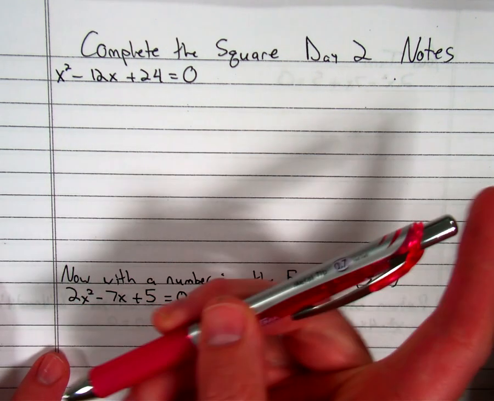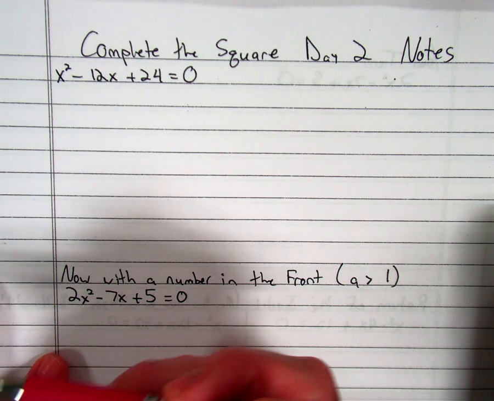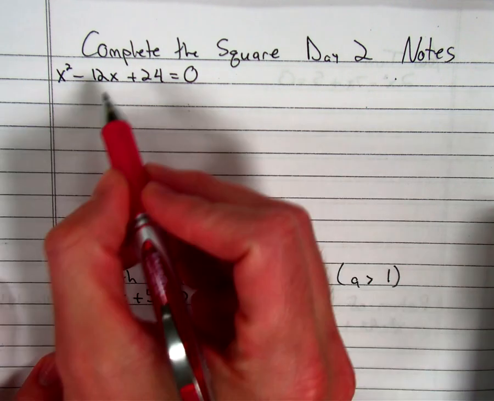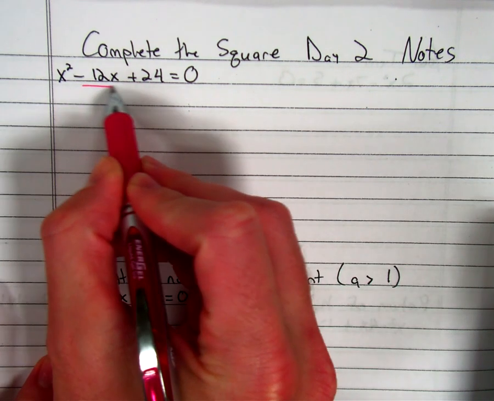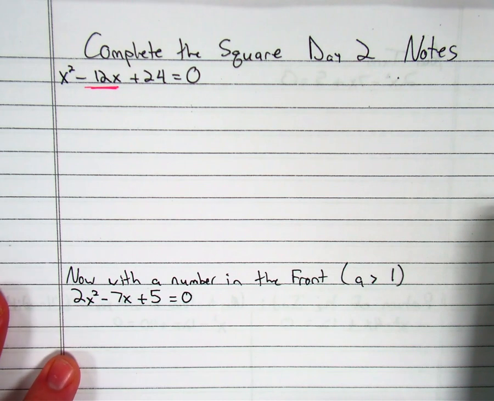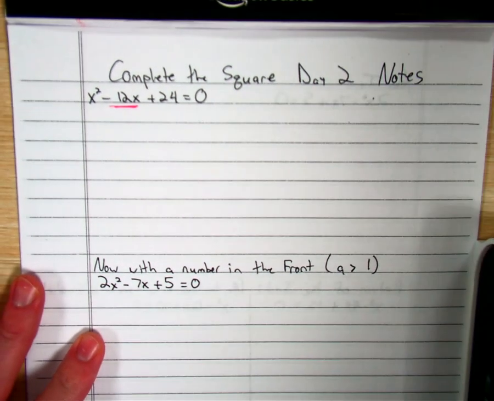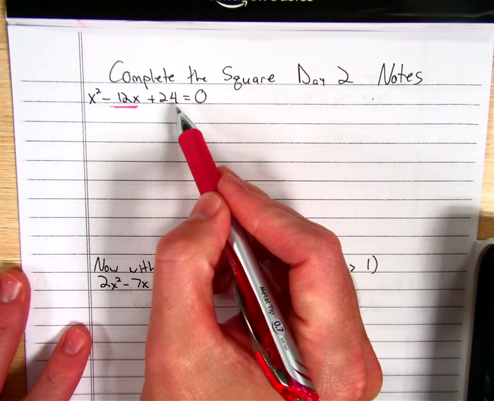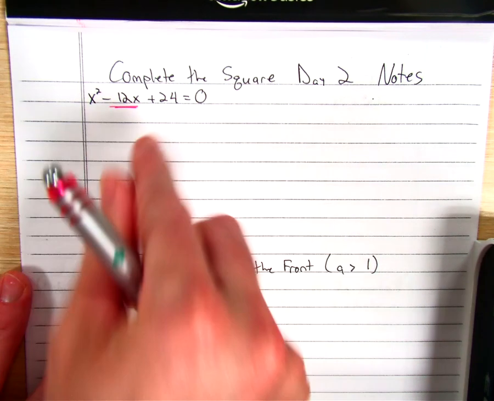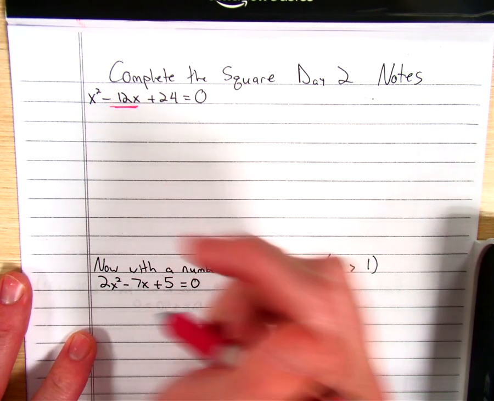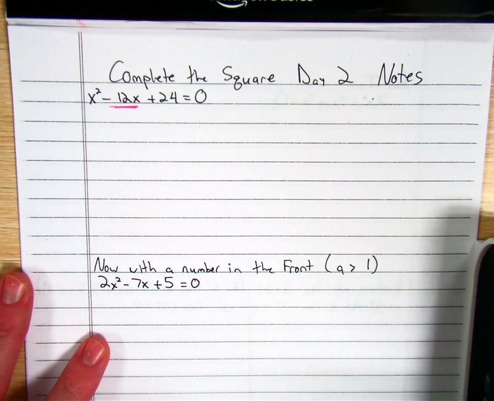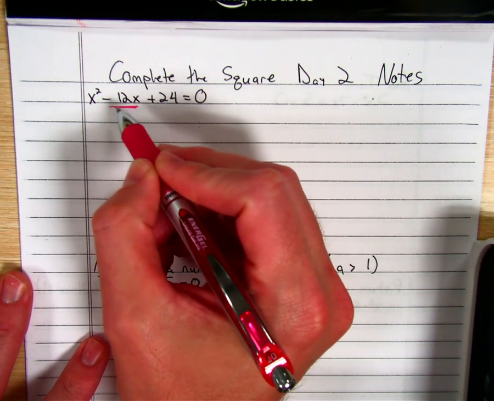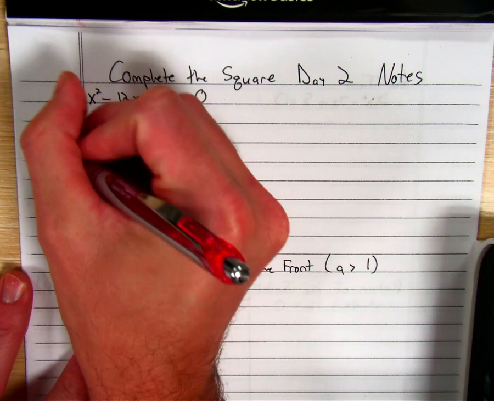Okay, we're going to start you off with one that we finished with yesterday. Remember, the b term is the key. So that negative 12 is going to get us started. We're trying to make this a perfect square trinomial so we can go to parentheses squared and then use square roots to solve. So that b term is going to control what we need over here.